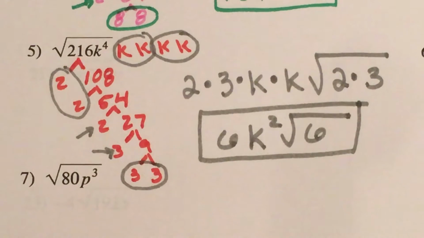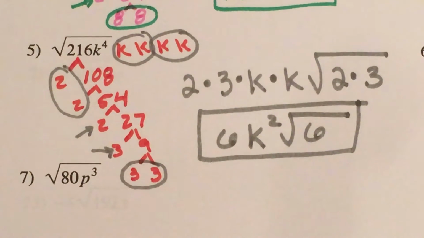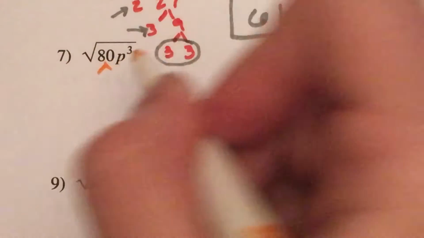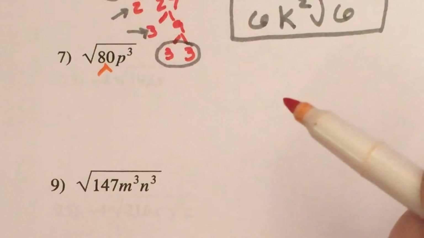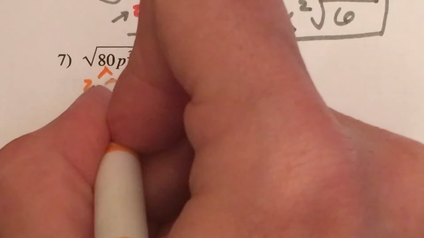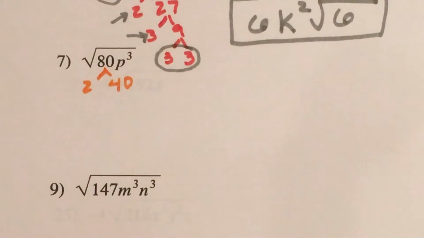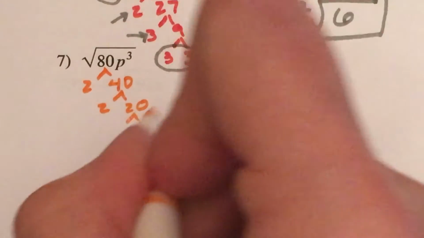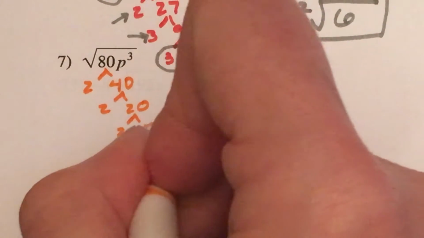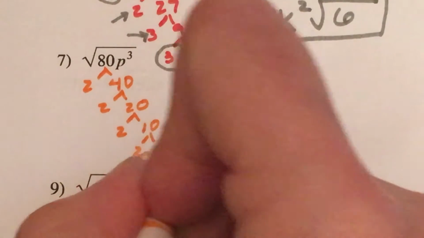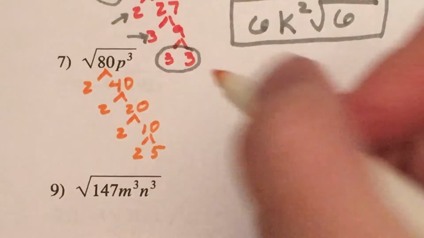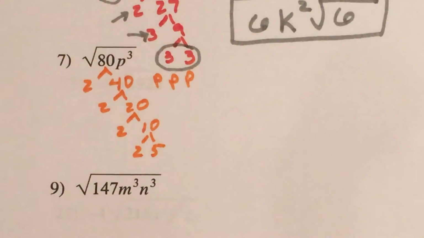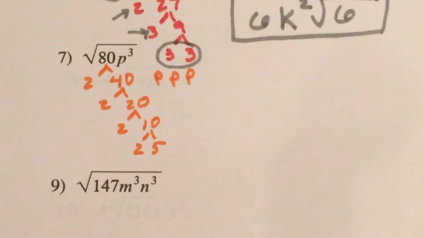Nice. Are you getting the hang of this? I hope so. Let's go do number 7. 80. What's the smallest thing that goes into 80? Yeah, 2 and 40. Great. And 40 comes from 2 and 20. 20 comes from 2 and 10. 10 comes from 2 and 5. How many P for piglets do I have? 3 of them. My previous problem is kind of invading our space, huh?